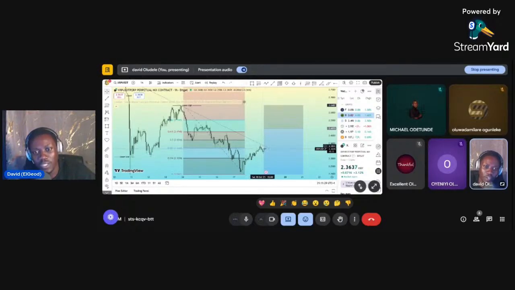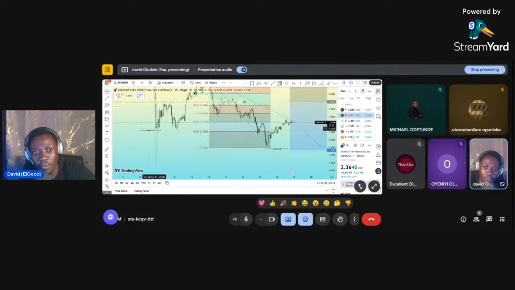Please do understand what I've just said. The candle wick could go like this and then pick the trade and then continue selling, but the body of the candle will then close like this, right? Just as in the case of what happened here. Please do understand that.